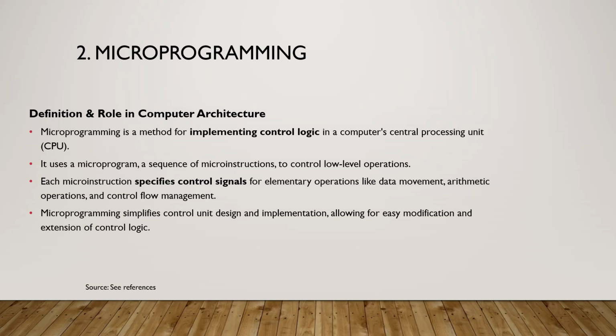So, let's continue our second topic, which is microprogramming. What is microprogramming and what role does it play in computer architecture? Microprogramming is a method for implementing control logic in a computer central processing unit, which is CPU. It uses a microprogram, a sequence of microinstructions to control low-level operations.